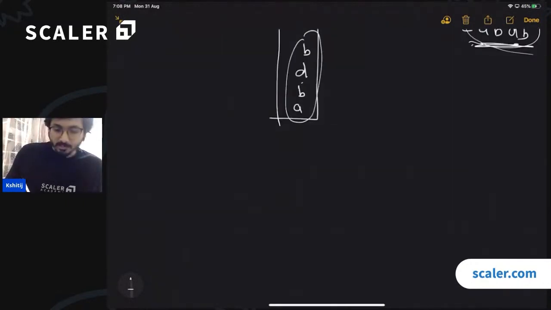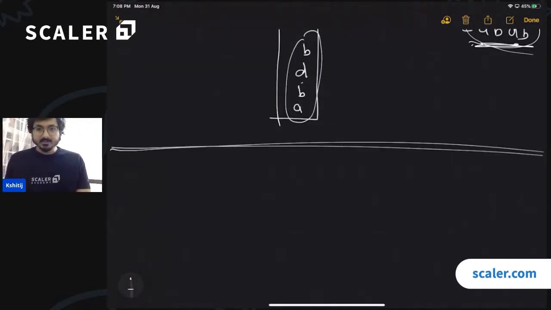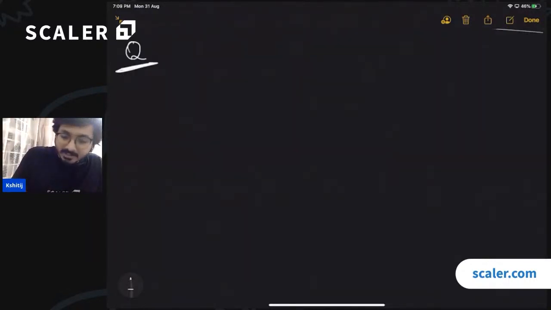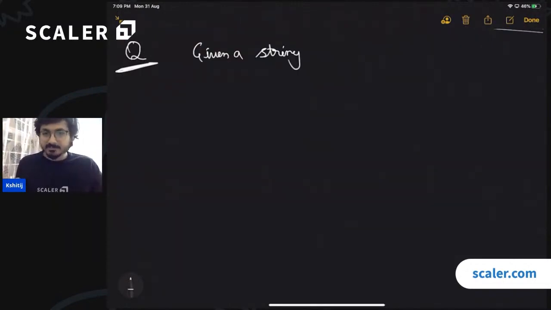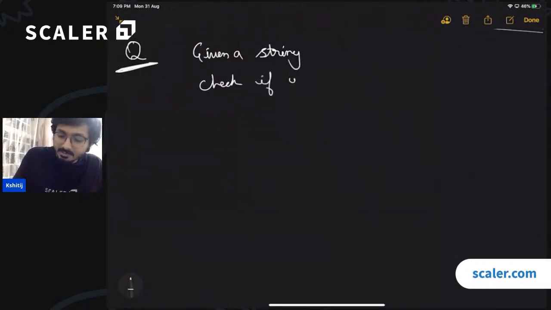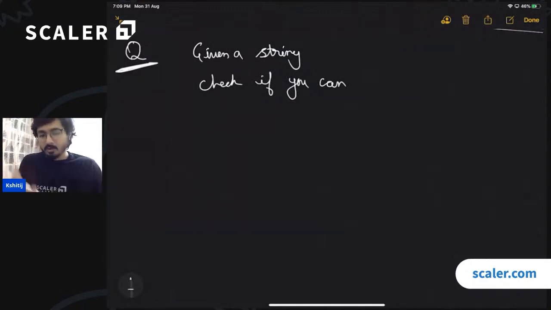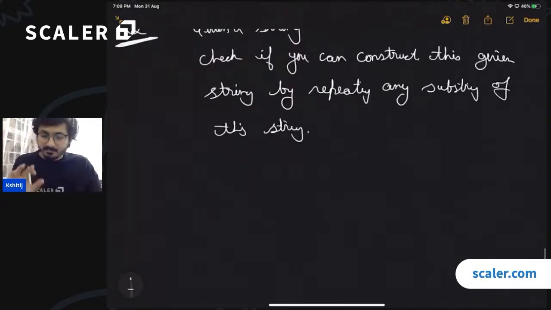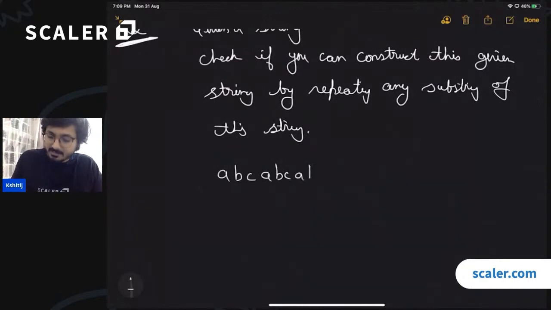So let us solve one more problem before we end the class. Now this is a very, very interesting problem. The question says that you are given a string and you have to check if you can form this string, or construct this given string, just by repeating a substring of this string. Okay, by repeating any substring of this string. For example, if the given string is ABC, ABC, ABC.